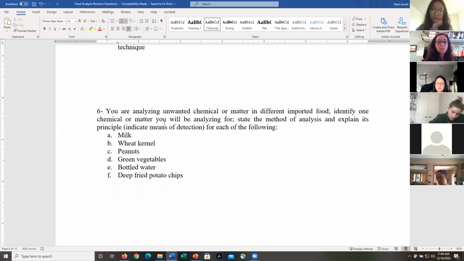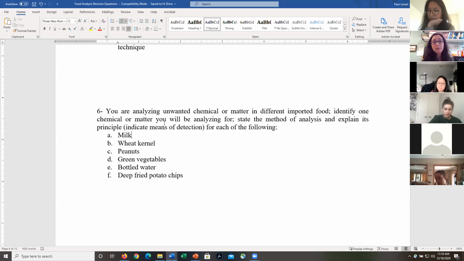Wheat kernel. What could be in the wheat kernel? Mycotoxin? Save the mycotoxin for peanuts. Wheat kernel, you could have an insect larva growing in there. So you can do X-ray to determine and count how many insect larvae are there, or how many infected kernels are there in 100 grams of kernels, 32 or more. Peanuts, you can say aflatoxin. So for wheat kernel, you can say extraneous matter, insect larva.